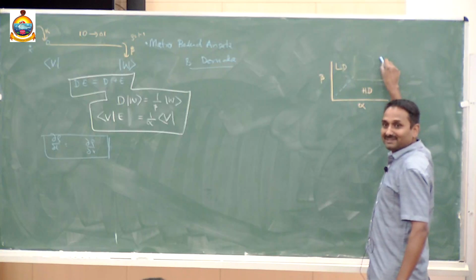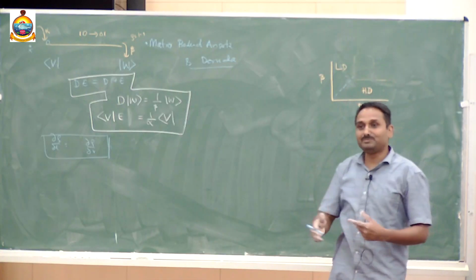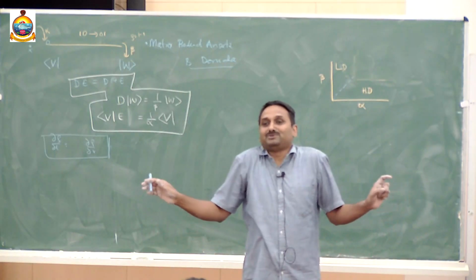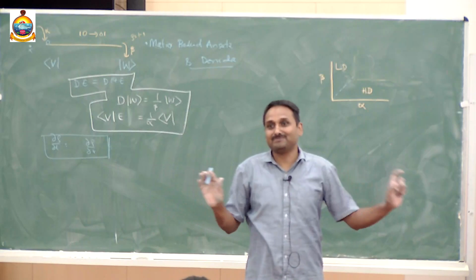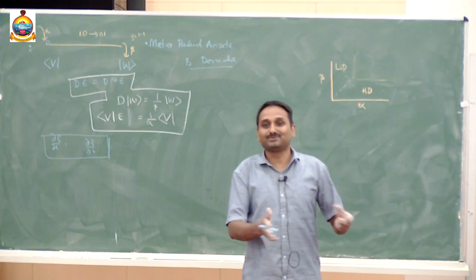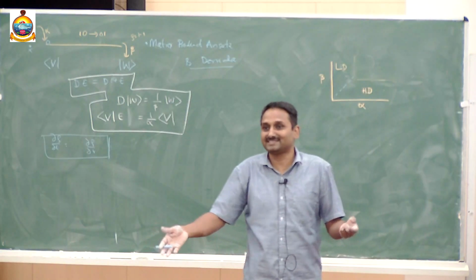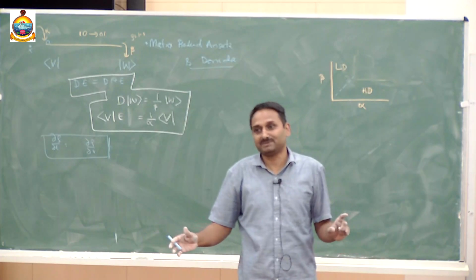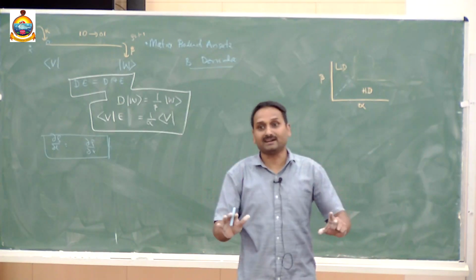High alpha, high beta. In this region, it will be just half density because nobody will settle. I'm not hole-like, I'm not particle-like, right? So the density will be half. The system can accommodate as many holes as many particles, and the density will remain half.